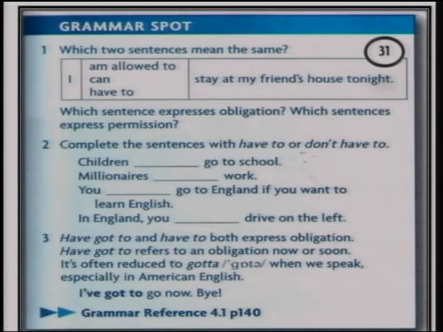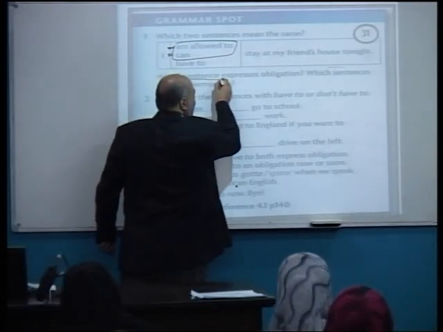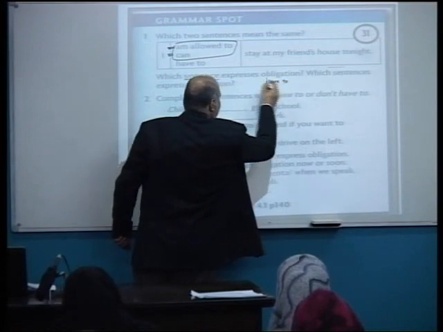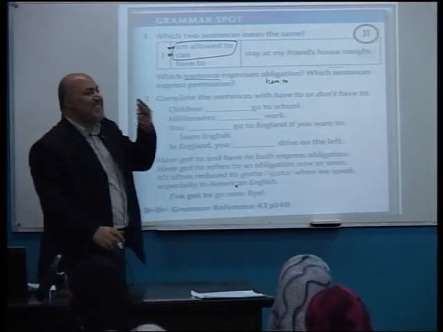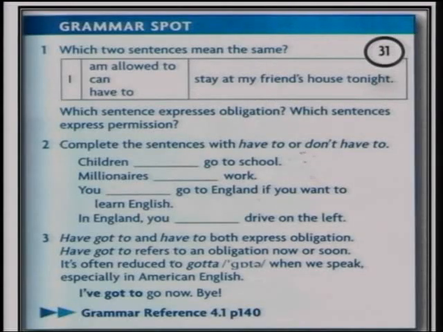Now, which sentences express obligation? The third one, have to. Which 2 sentences express permission? Can and am allowed to. So this is the last word in this subject. Number 2, complete the sentences with what? With have to, don't have to. Positive and negative.